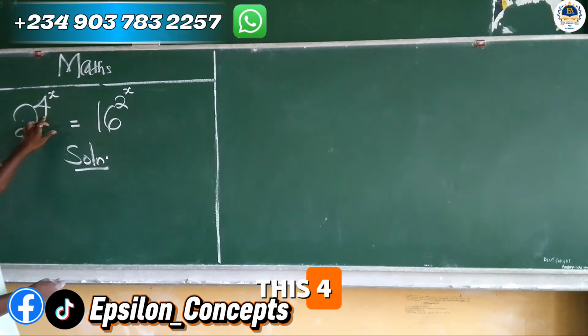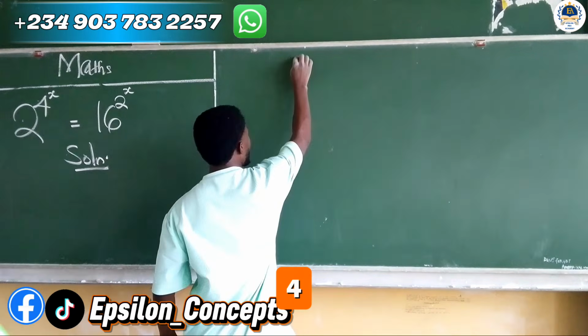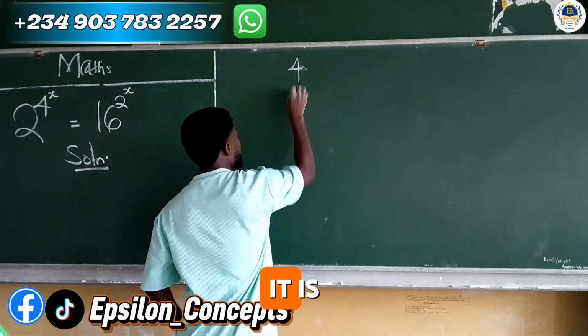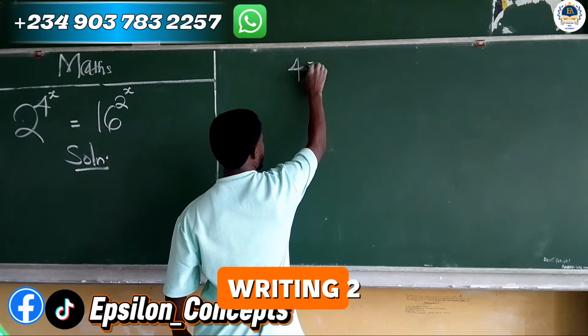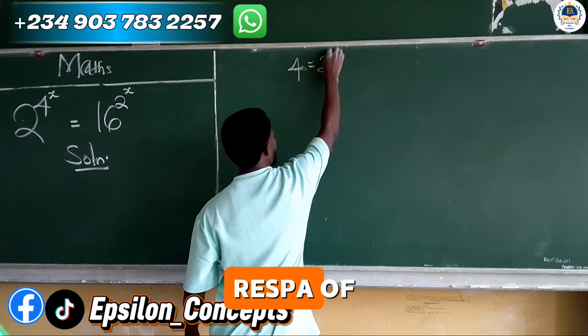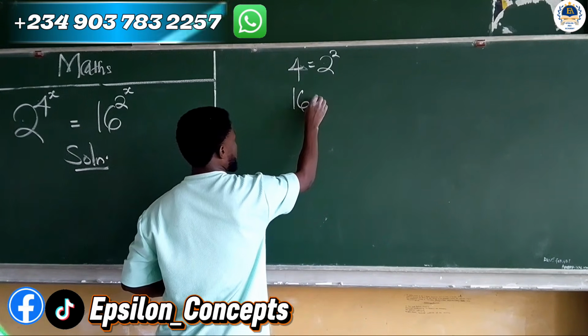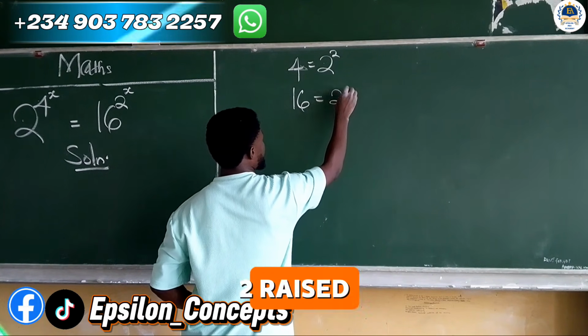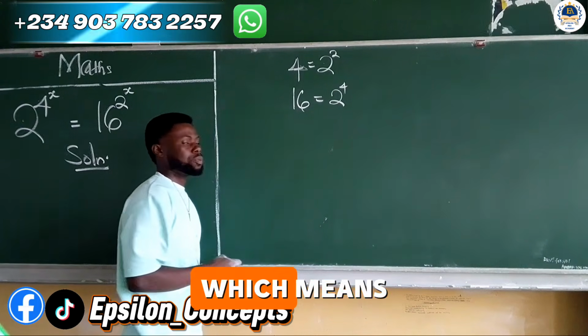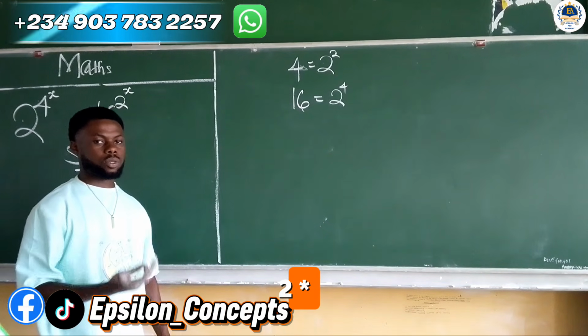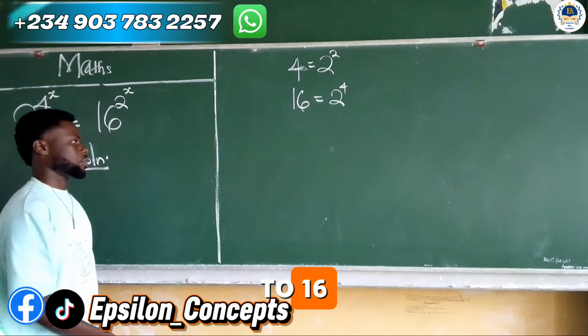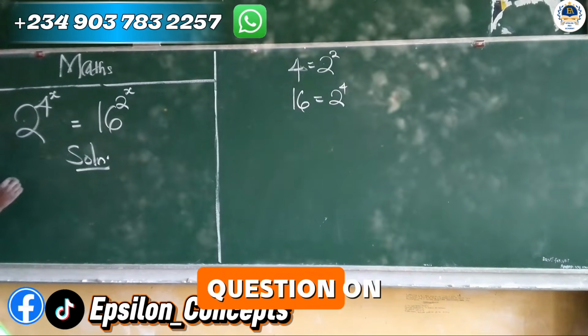Now take note of this. 4 is the same as writing 2 raised to the power of 2. And 16 is the same as 2 raised to the power of 4, which means 2 times 2 times 2 times 2 is equal to 16. Let me rewrite the question on the board.